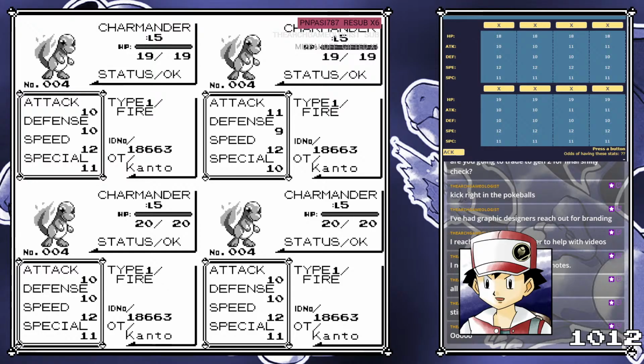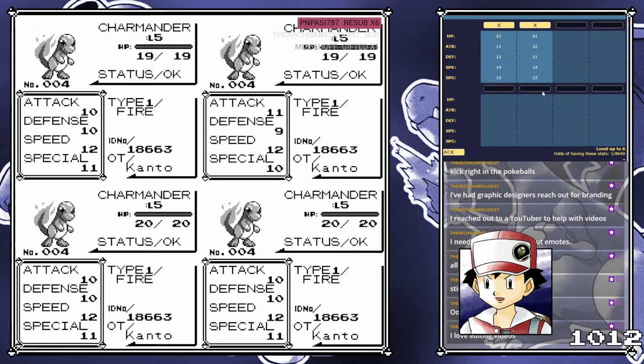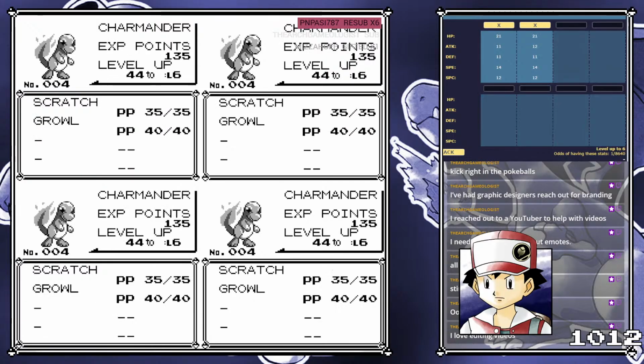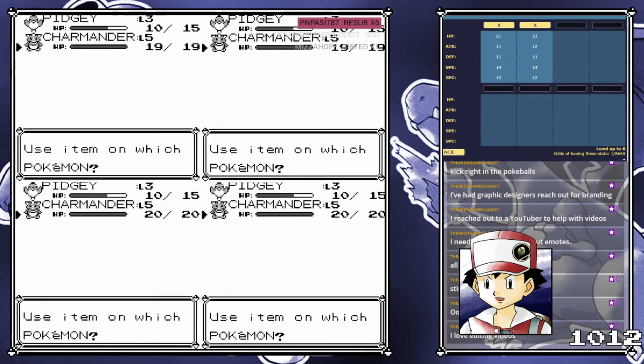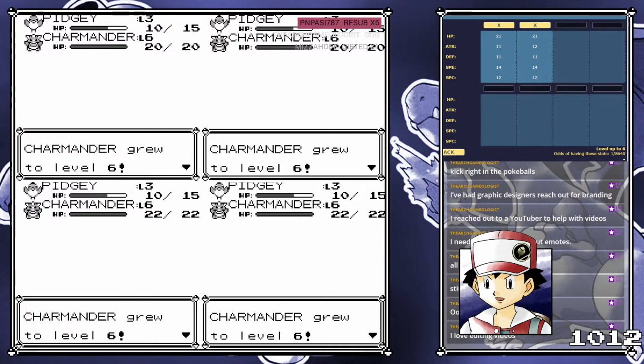All right, top left's good. Top, I got 3 that are good. No, I don't. I only have 1 that's good. Top left. 19, 10, 10, 12, 11. The 20 HP always throws me off. I always think they're good, and then I see the HP. All right, well, that wasn't good either.